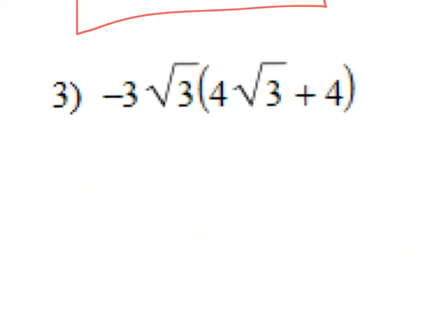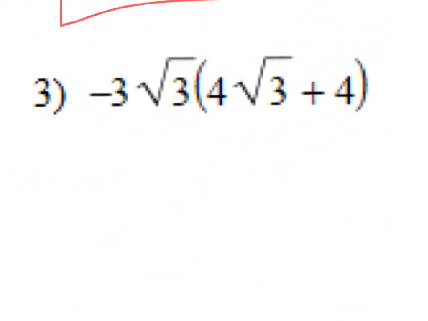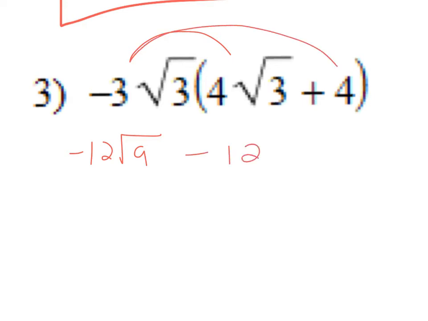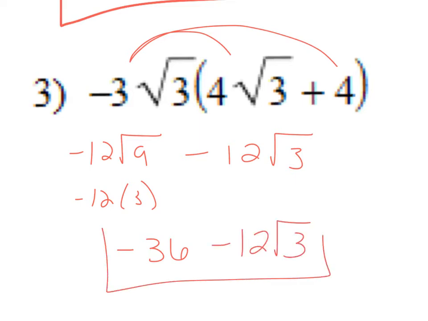All right, next guy here. So I'm going to start by distributing. So I'm going to get negative 12 on the outside and 9 on the inside. And then I'm going to distribute to the second part there, minus 12 on the outside and root 3 on the inside. Now on this guy right here, the square root of 9 is 3. So I have negative 12 times 3, or negative 36. On this guy, the 3 doesn't break down, so I'm just going to leave it as minus 12 root 3. And that's going to be my final answer.